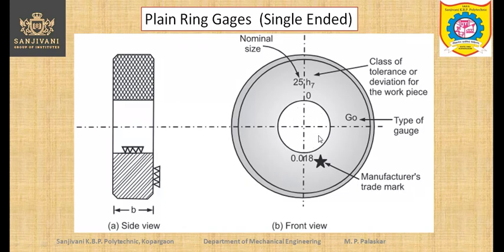So the size of this hole is 25, and since this is the go end, it will be 25 plus 0.018, because it is the go end, so it will give the maximum size, right? And 7 indicates the tolerance, so the tolerance is 0.018 as per the tolerance grade IT7, as per the calculations we have seen previously. So this was the plain ring gauge, single ended plain ring gauge.